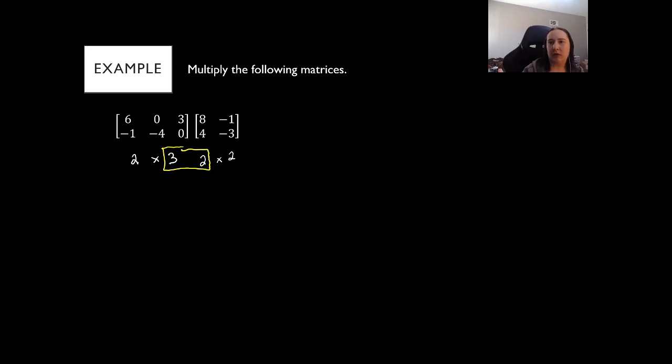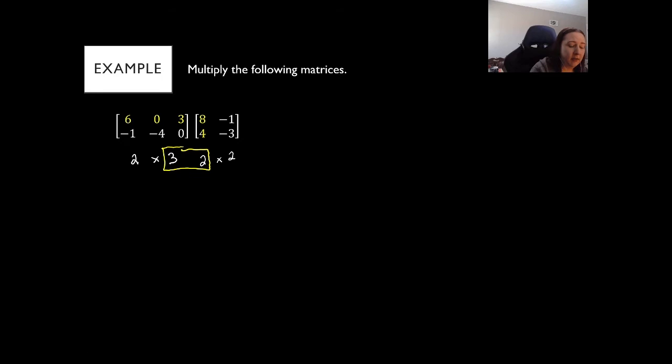It does not work because you're doing row times column. If I try to multiply the first row by the first column, I run out of entries, because I would do 6 times 8, then 0 times 4, and then I would have nothing to multiply the 3 by. I run out of numbers. So we can't multiply this in this particular order. It just can't be done. There's no answer.